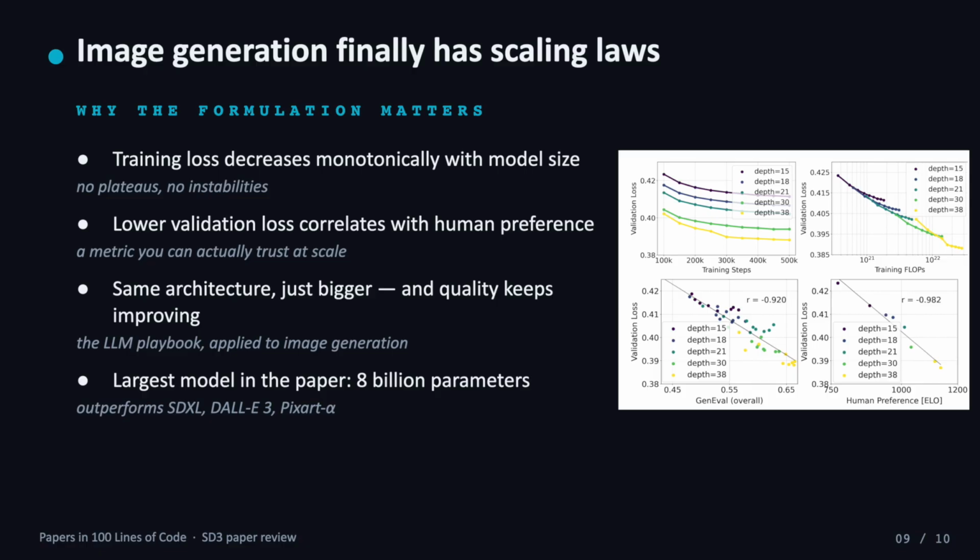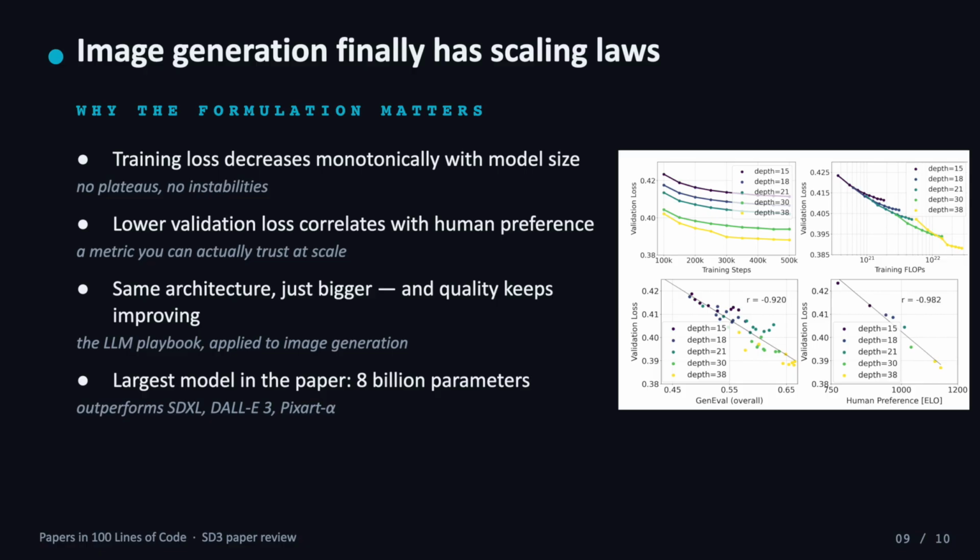And the final big result: this architecture scales. Train it bigger, and the validation loss drops monotonically. No plateaus, no instabilities. More importantly, lower validation loss correlates strongly with human preference scores. That's a really important property. It means you have a training metric you can actually trust, instead of relying on noisy human evaluations to know if your model is getting better.